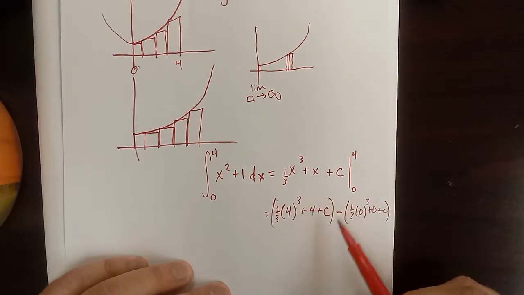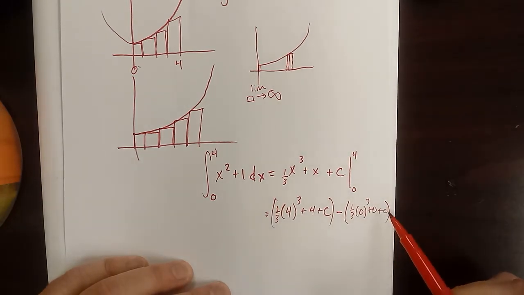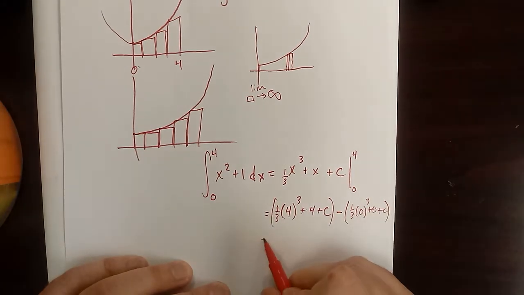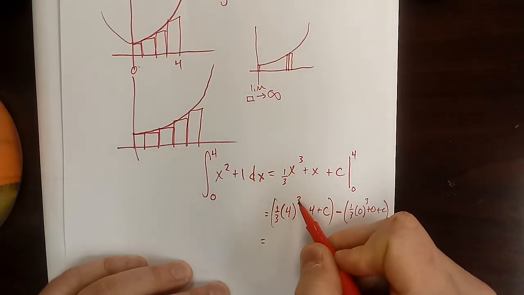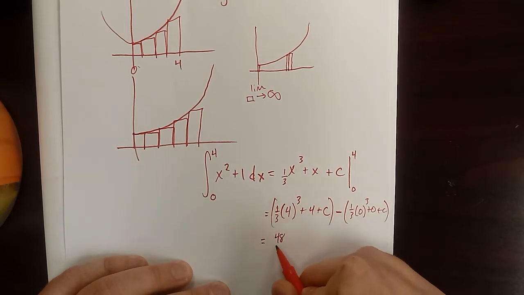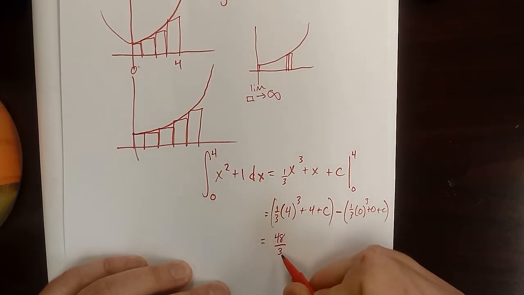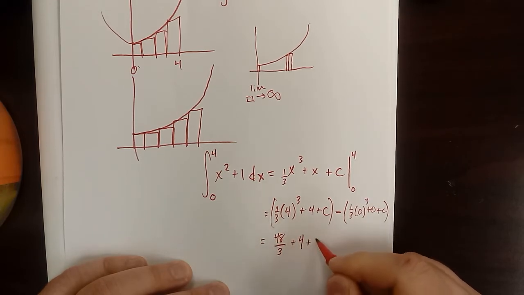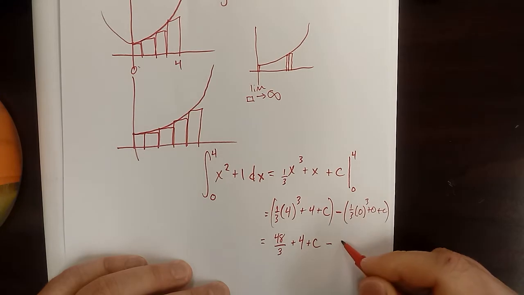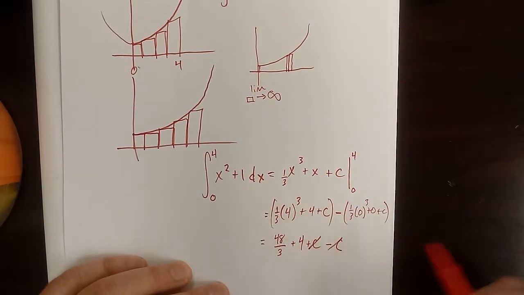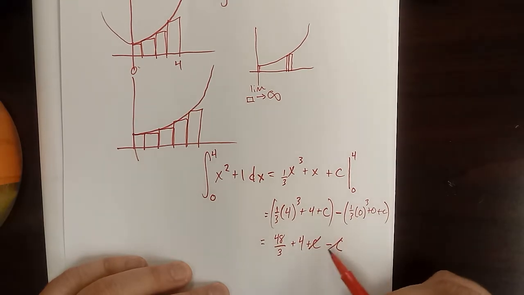You might notice something. I have plus c here, and I have minus plus c. What's going to happen to those c's? Well, I'm getting a little bit ahead of myself. Let's see, 1/3, 4 to the 3rd. 4 to the 3rd is 4 times 4 is 16, times 4 more is 48. So 48 over 3, plus 4, plus c, minus c. Those are zeros. What's c minus c? Guess what? The c's always cancel out.